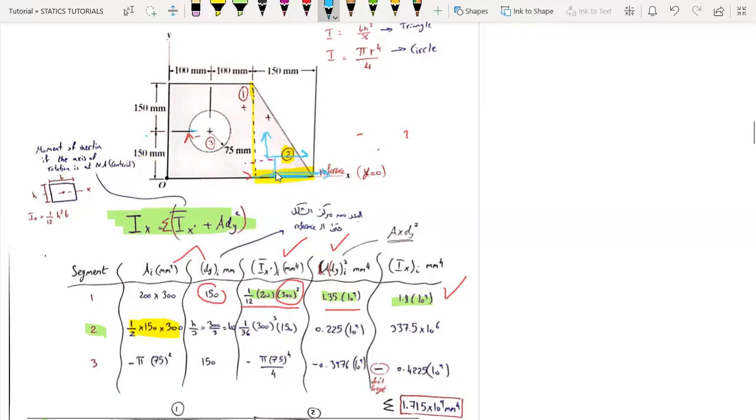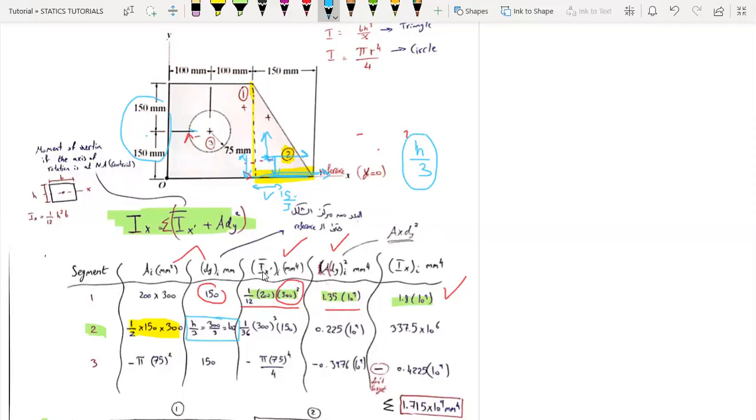dy squared. So dy will be what? Remember the equation h over 3. If we have a triangle, the distance from here to here, and also from here to here, is h over 3. So here we will say 300 over 3, which is this length, 300 over 3. And regarding this, this distance will be 150 over 3.